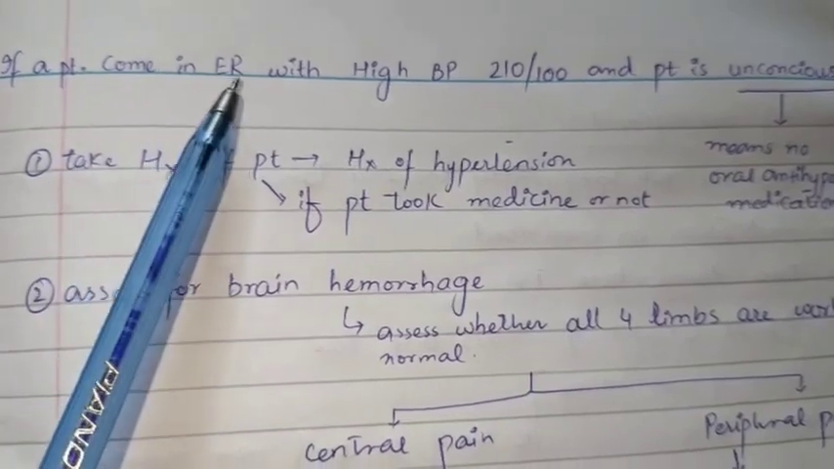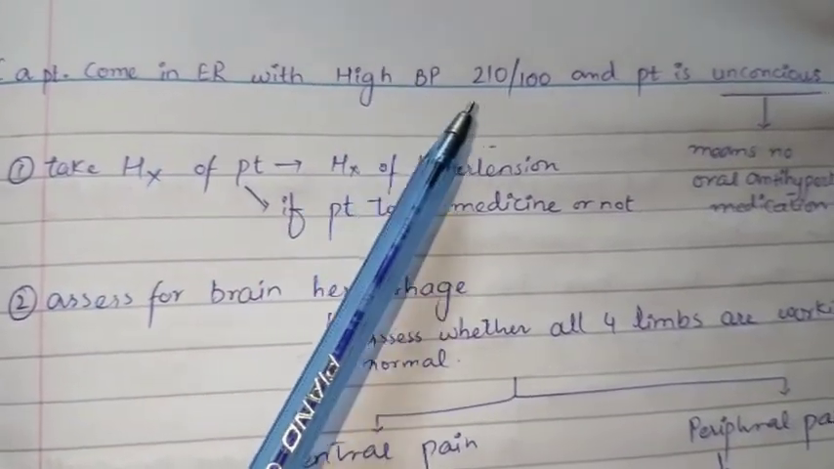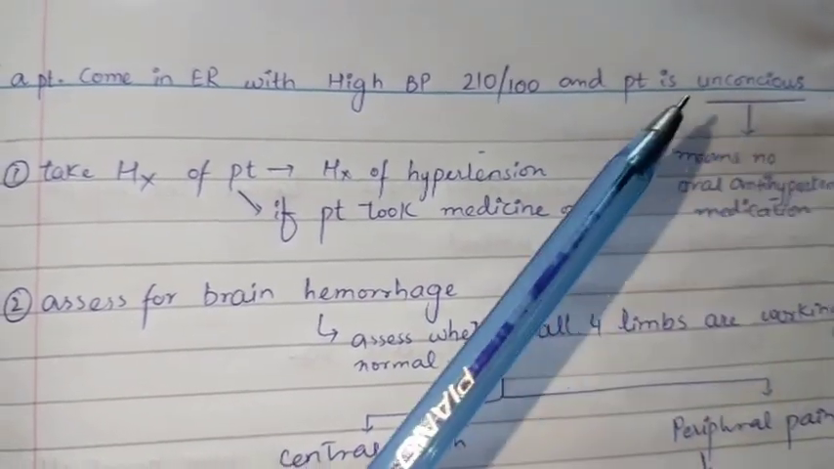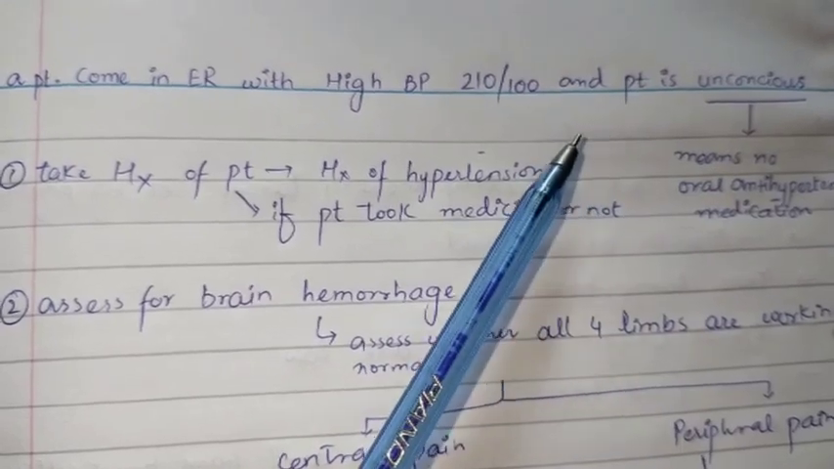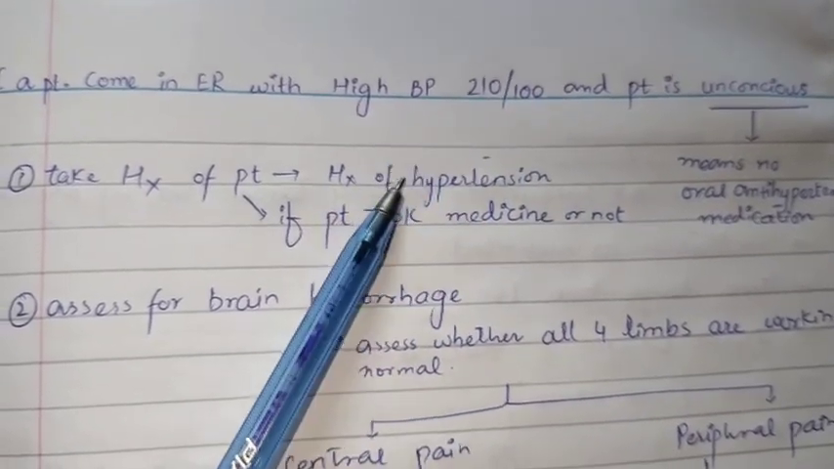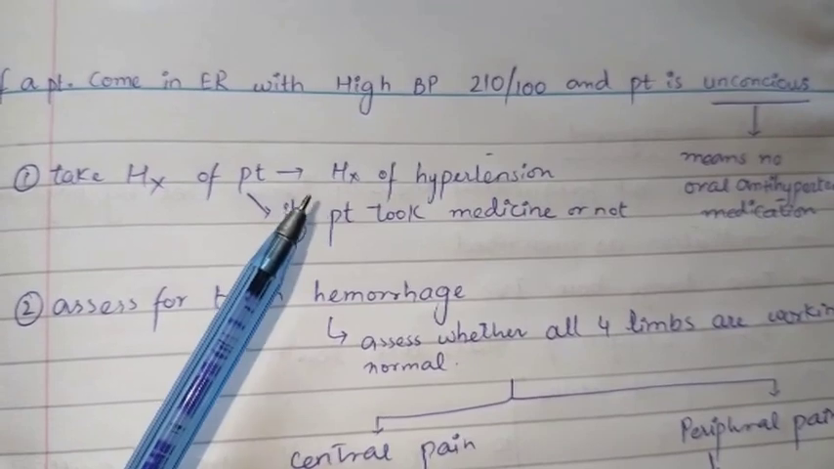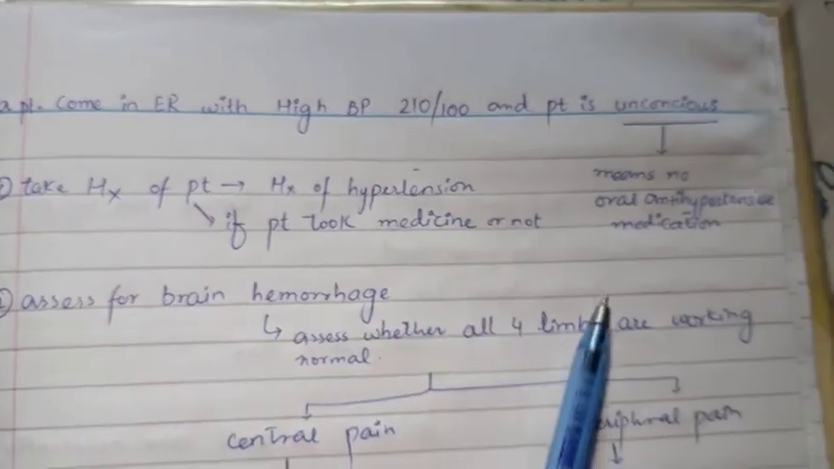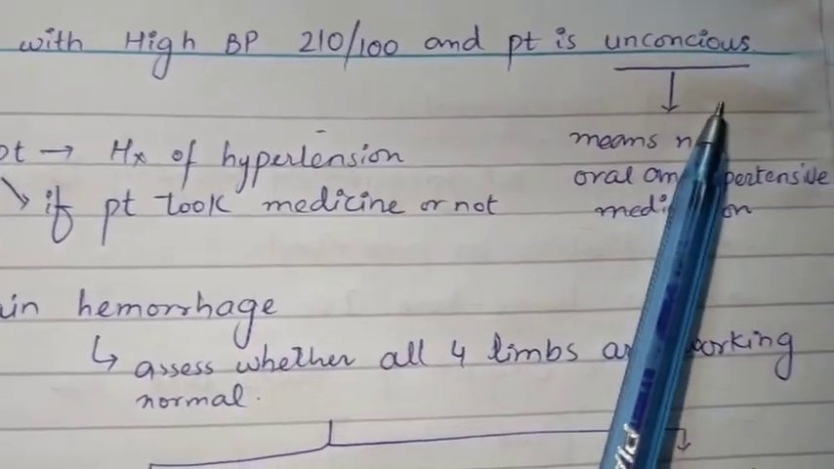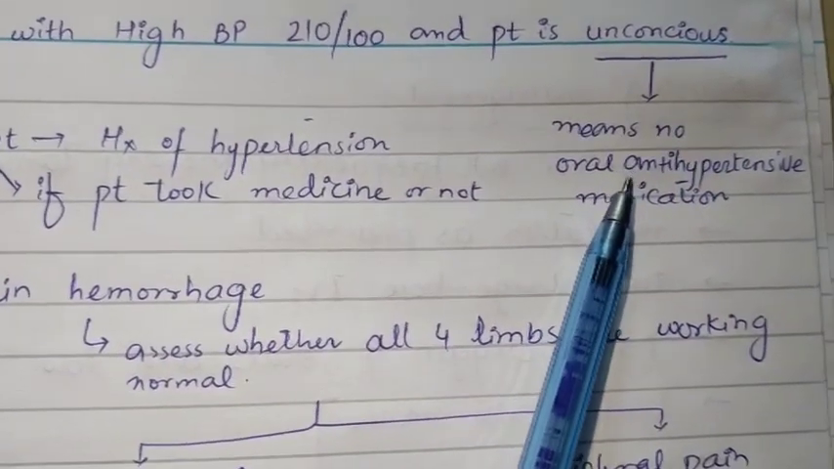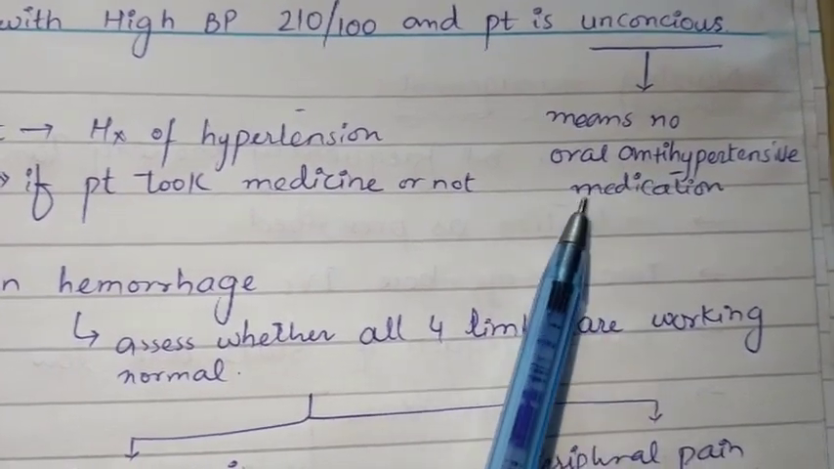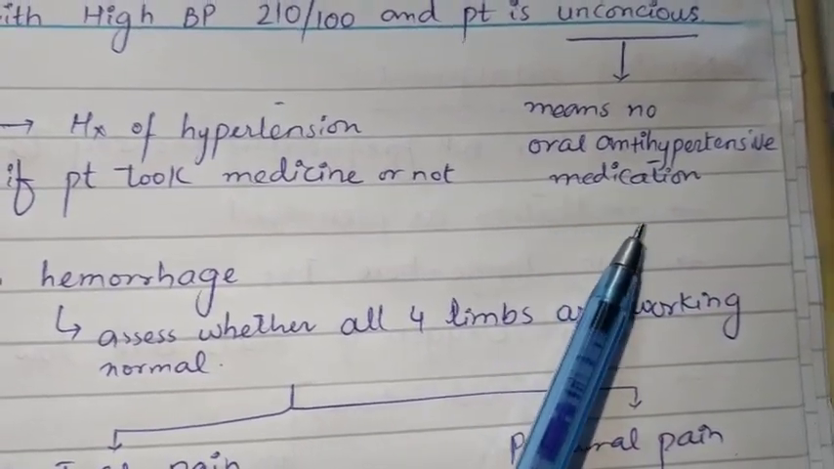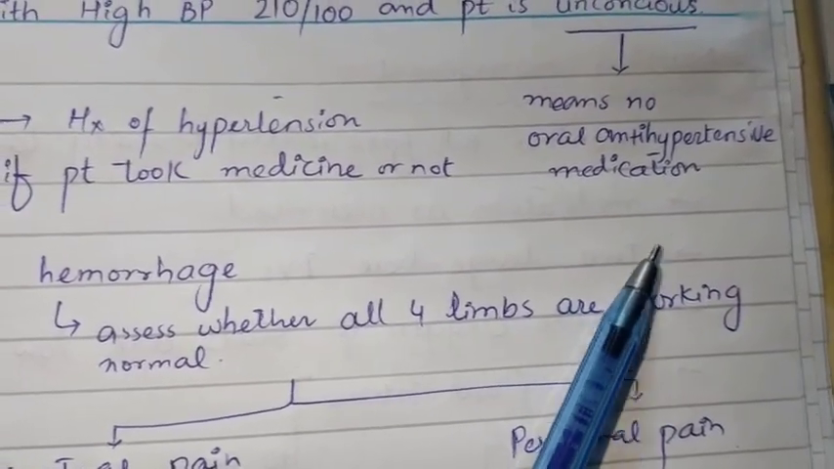If the patient comes in emergency with high blood pressure, that is 210 by 100, and the patient is unconscious, what should we do as a nurse and as a doctor if the patient is presented and you are present? So what does it mean? If the patient is unconscious, it means the patient will not take any oral antihypertensive medication, because an unconscious patient cannot eat or take any oral medication.